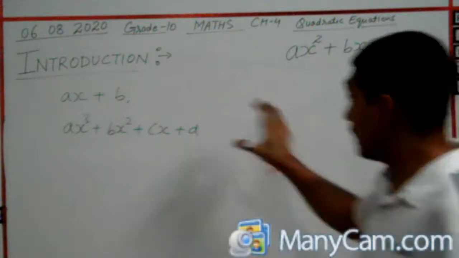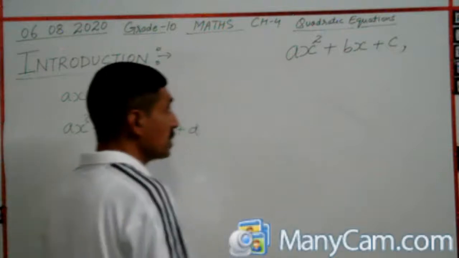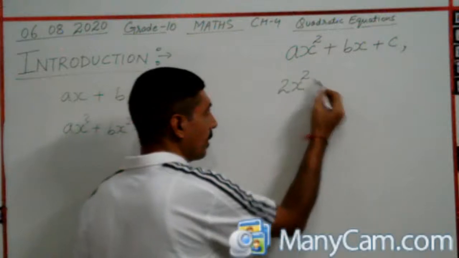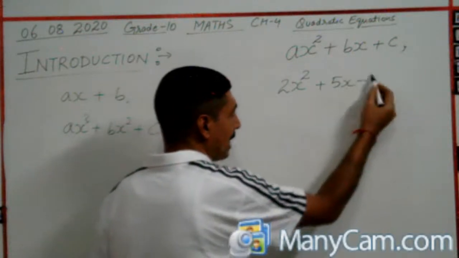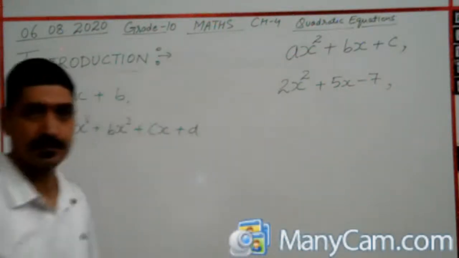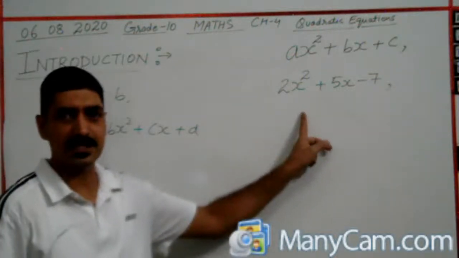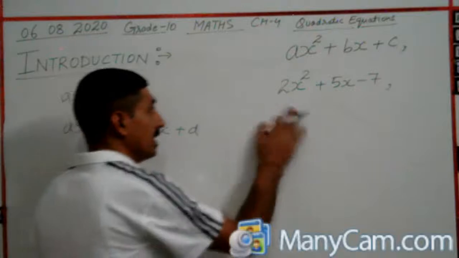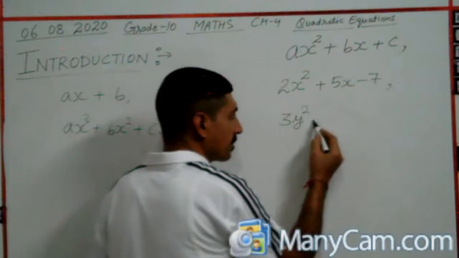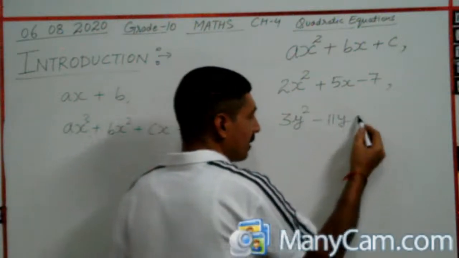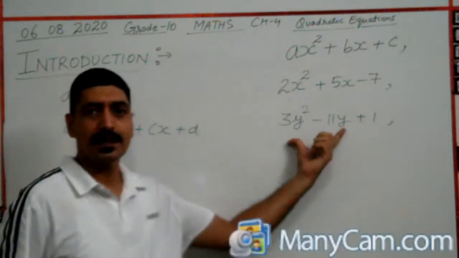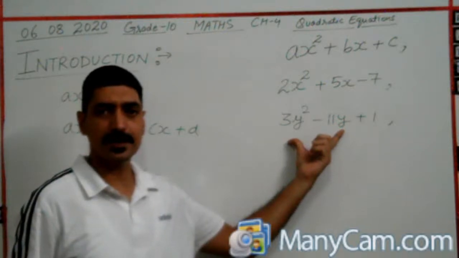In quadratic polynomials, I have to give you some examples. Like 2x square plus 5x minus 7. This is a quadratic polynomial. The highest degree of the variable is 2. Next, if we have a variable y, like 3y square minus 11y plus 1, this is again a quadratic polynomial in y. The variable here is y.